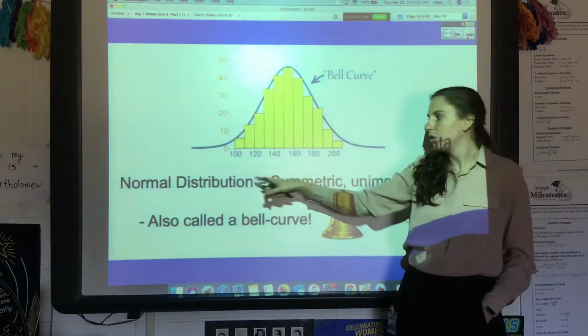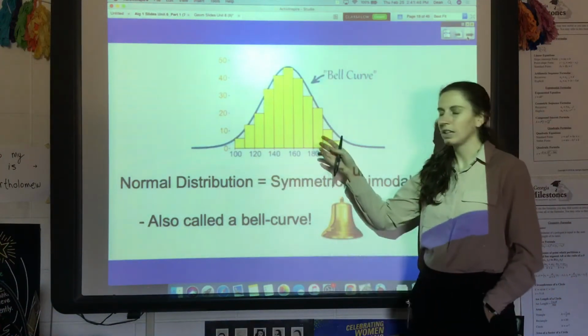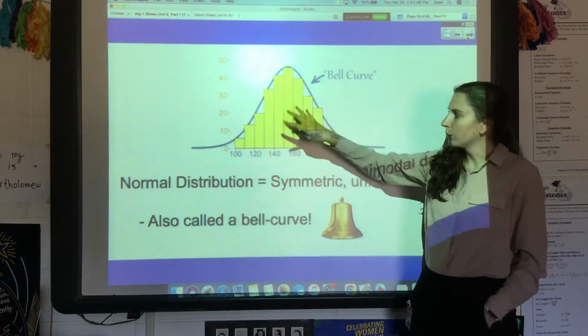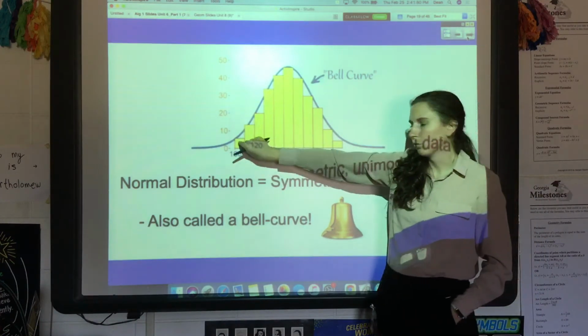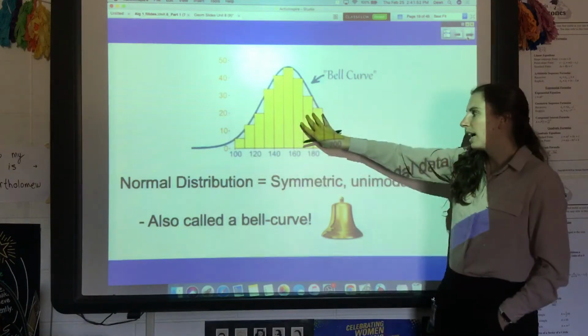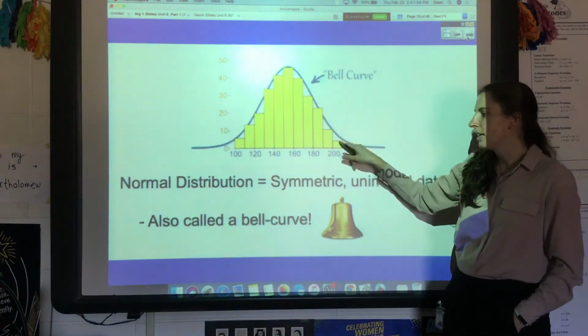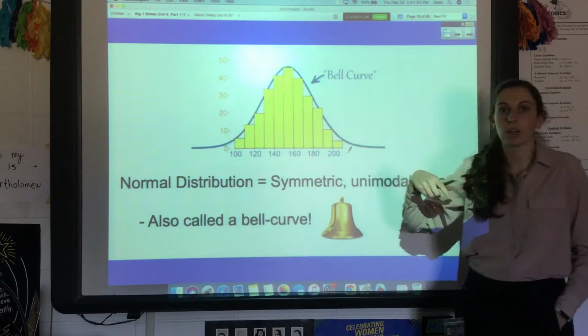The official name is a normal distribution, just kind of, it's distributed normally. Most of the data is here in the middle. You've got a few low and then a couple really low, and then a few high and then just a couple really high. So that's called a bell curve or a normal distribution.